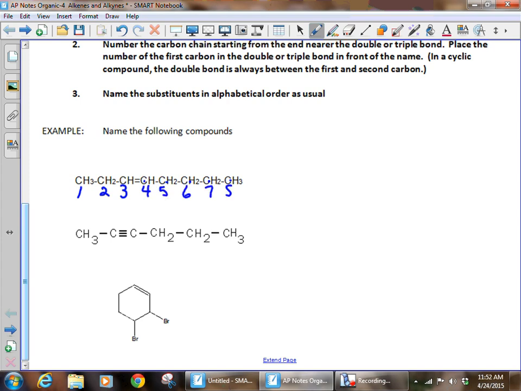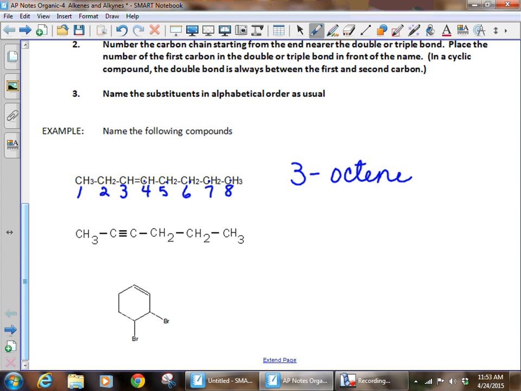So it looks like this is going to be an octane, octene, because it's an alkene, we change that ending to match. And since there are no branches, and the double bond starts on the third carbon, we're simply going to call this 3-octene. That simply tells us where that double bond is going to be.